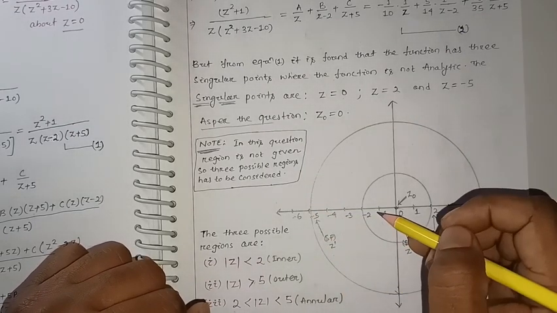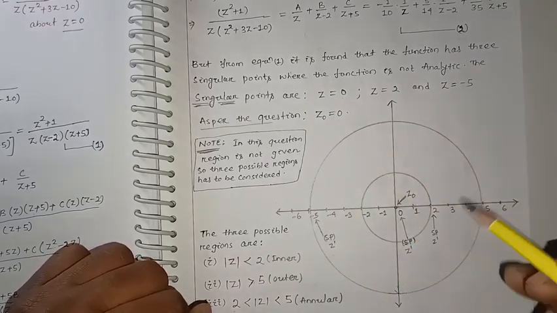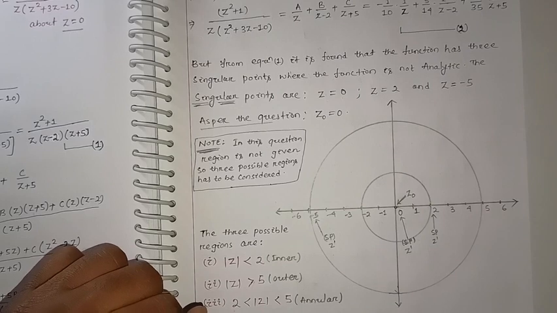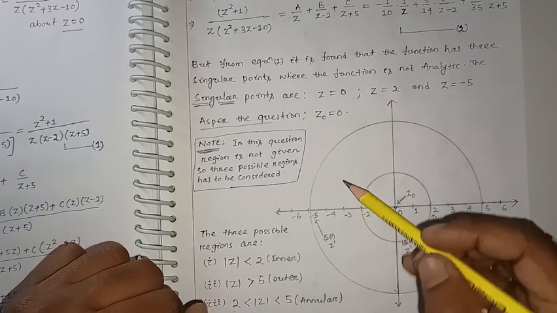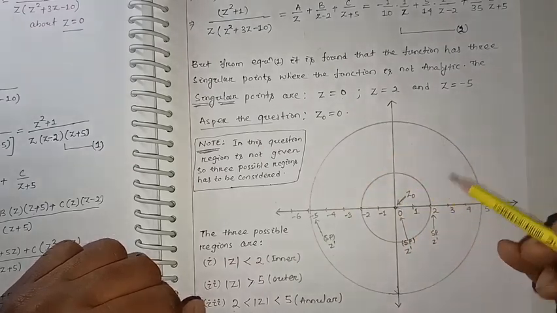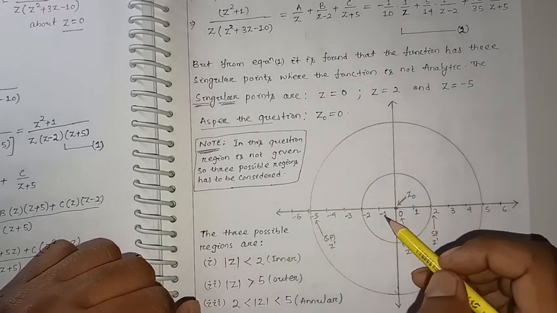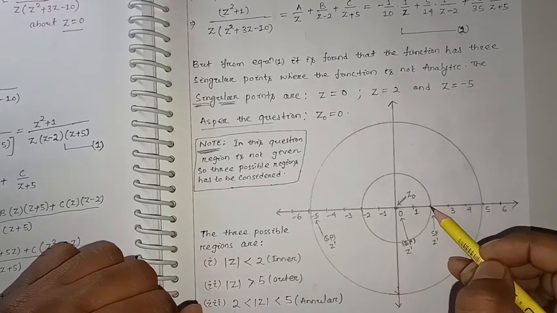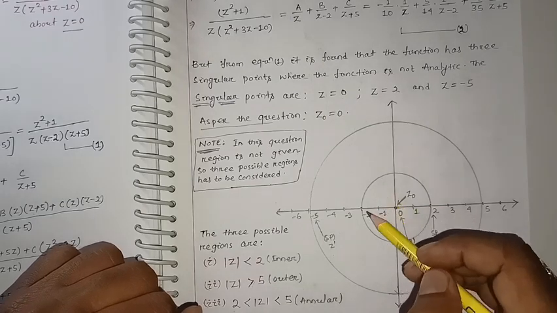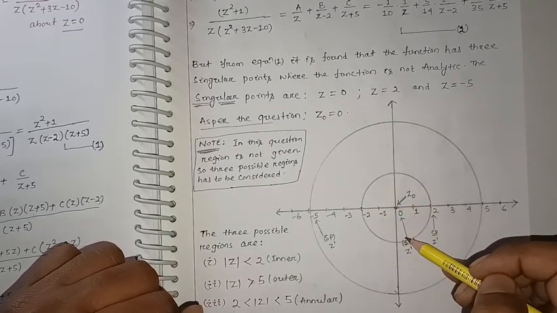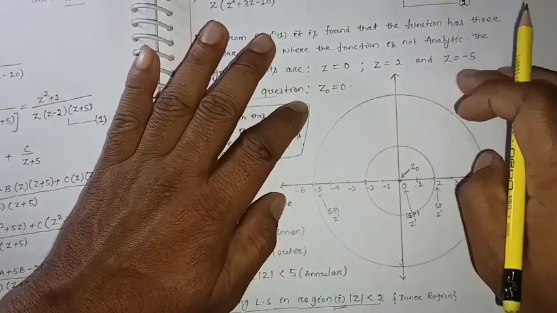That means we can consider this entire region. But as we have another singular point here, we have to consider this annular region. Okay, so if I'm going to consider that the function will be up to 2, that means up to this range, that means we have to consider the inner region. Okay, and also the outer region.